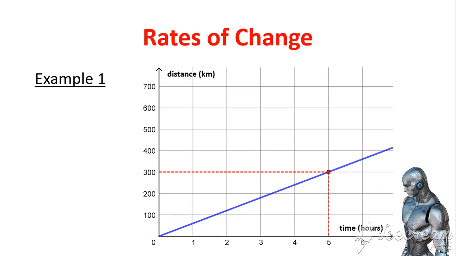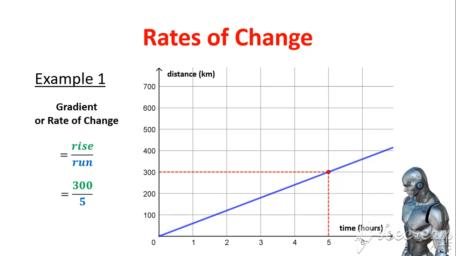So we can work out the gradient, the rate of change, by working out the rise over the run. To do that, we work out how much has risen. We're starting at the origin and we're rising up 300 squares. I know it's 3 squares, but it represents 300. And we're running across 5 squares, which is 5 hours. So we're rising 300 and running 5.